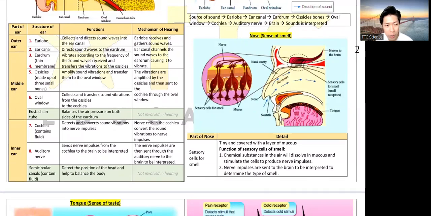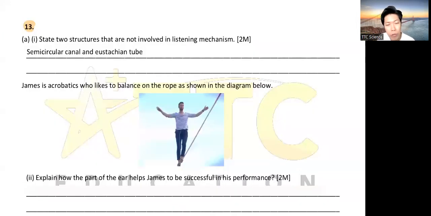Okay, good. Got it, everybody? Quite obvious, right? Does not involve in hearing. Eustachian tube, semicircular canal. See, in this way, right, you learn faster. Then you also know how questions are asked actually. Like, a question like that one.